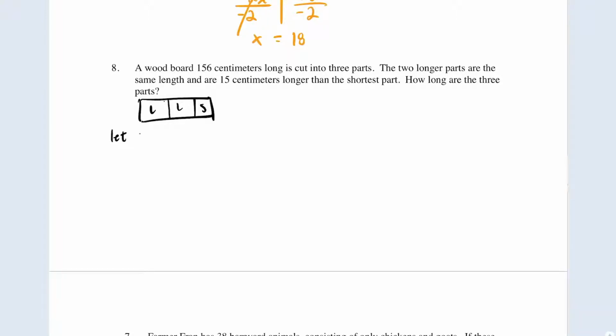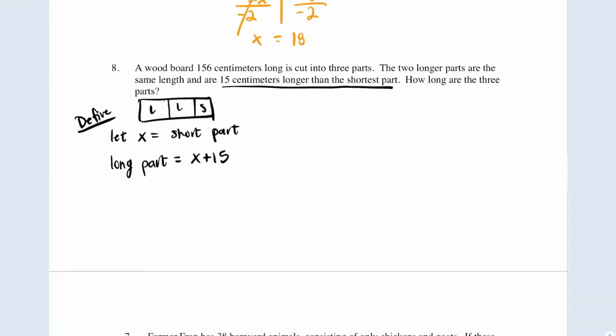So I'm going to let x equal the short part, because I can write the length of the long part in terms of x, right? They say that the long parts are 15 centimeters longer, so we're going to say x plus 15. Okay, so there's my define, right? Still doing the 5D process, kind of like under wraps now.